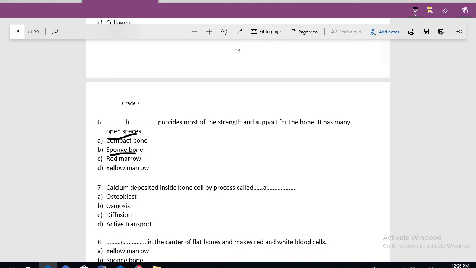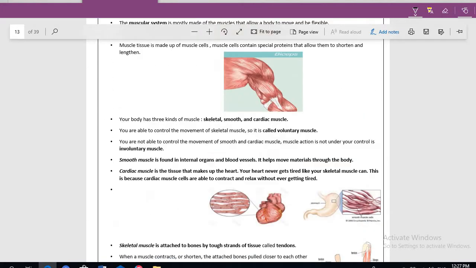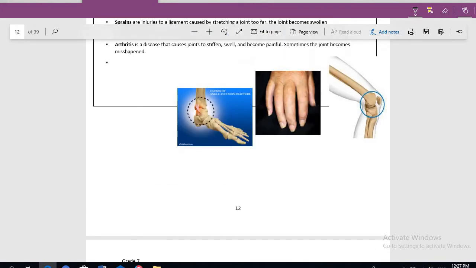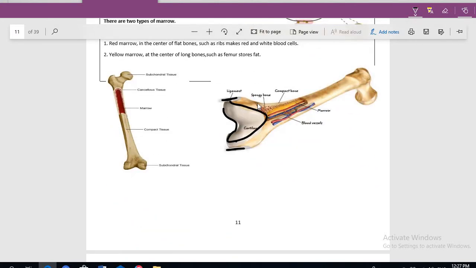Spongy bone. Spongy bone is a type of bone, or part of the bones, which provides most of the strength and support for the bone. It has many open spaces. Look, spaces. This part present in the bone with many open spaces, look, this type is called spongy bone.